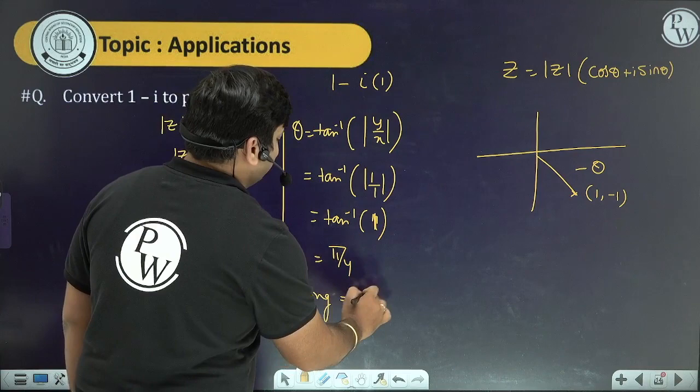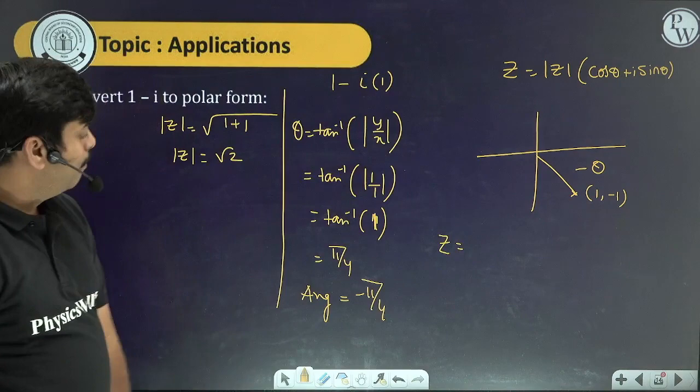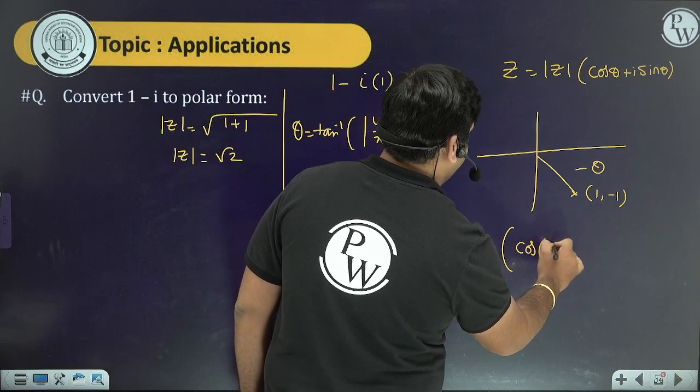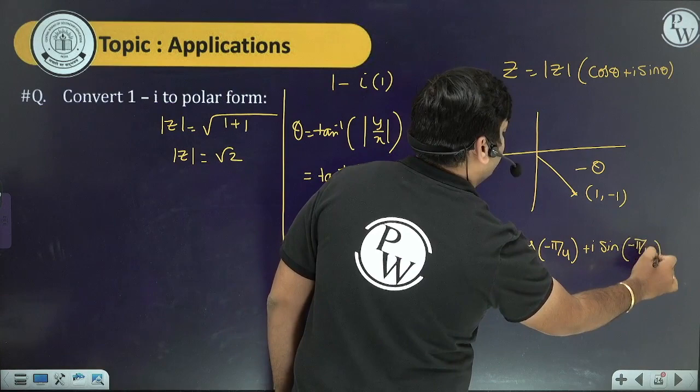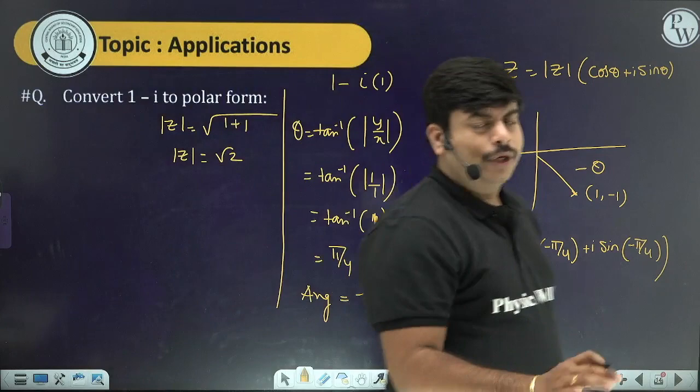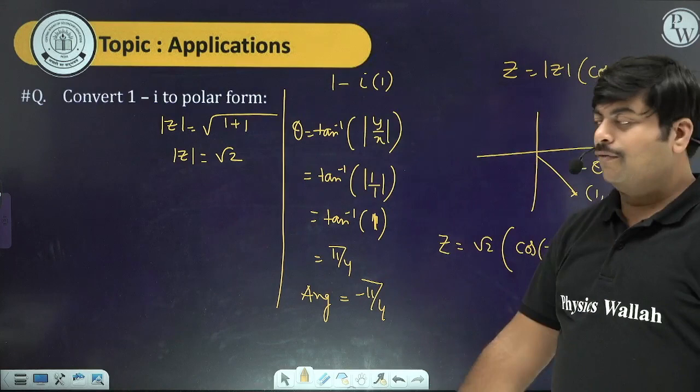So z is equal to mod z, that is root 2, into cos theta, that is cos of minus pi by 4, plus i times sine of minus pi by 4. That's it, people. You need to stop it there. You cannot move forward, or you need to solve it further. If you solve it further, you will again land up at that point, 1 minus i. We don't require that.